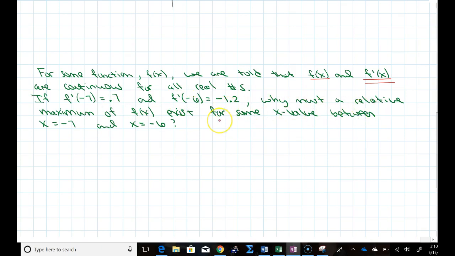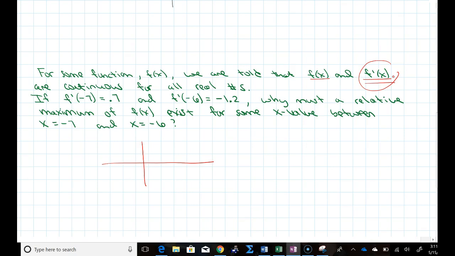why must a relative maximum of f of x exist for some x value between x equals negative 7 and x equals negative 6? Well, once again, let's just talk about the function that is continuous here, which is f prime.